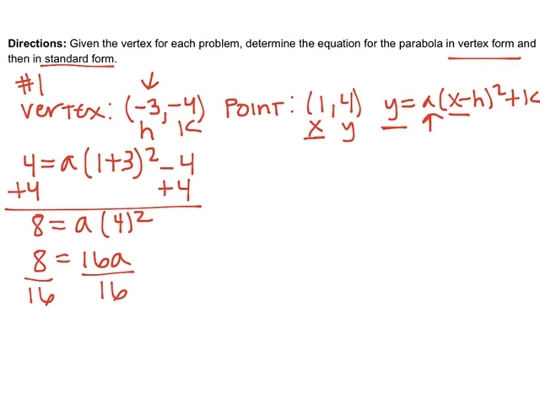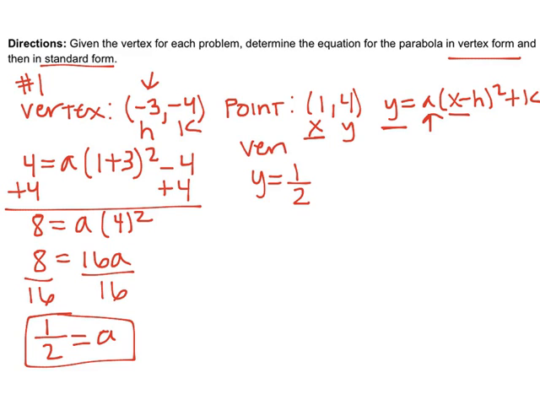Then we're going to divide both sides by 16, and simplify that fraction, making it 1/2. The reason we simplified it is that 8 goes into both of those values. 8 goes into 8 one time, and 8 goes into 16 two times. So my a value is 1/2, which means it's going to be much wider than its regular parent function. It will still be positive.